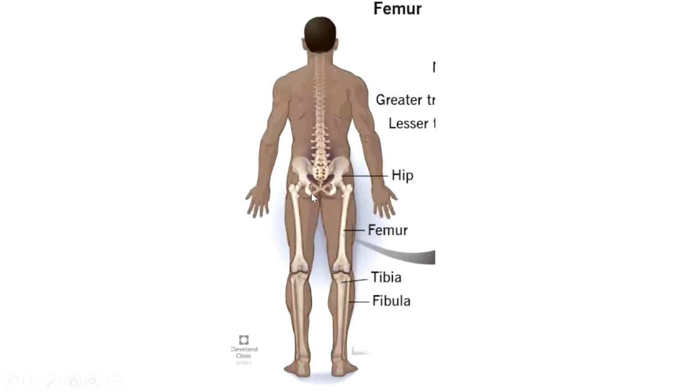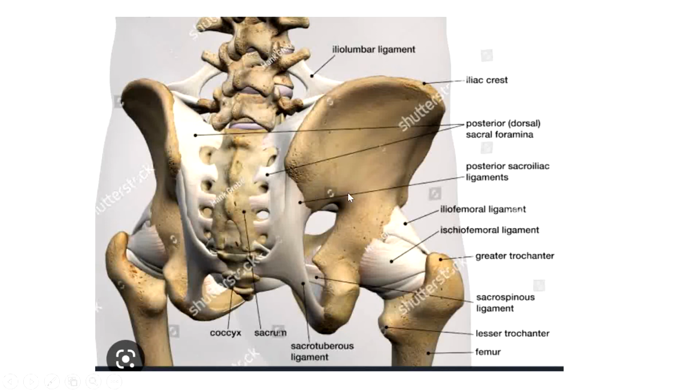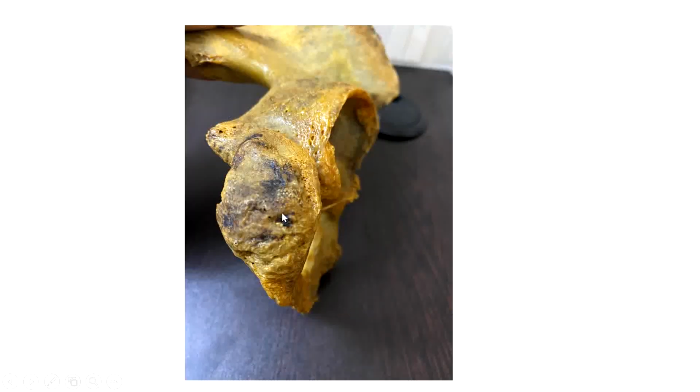So this part of hip bone has three parts: ilium, ischium and pubis anteriorly, sacrum, coccyx posteriorly. So let's talk about ischium, particularly ischial tuberosity. This roughened area is called ischial tuberosity.